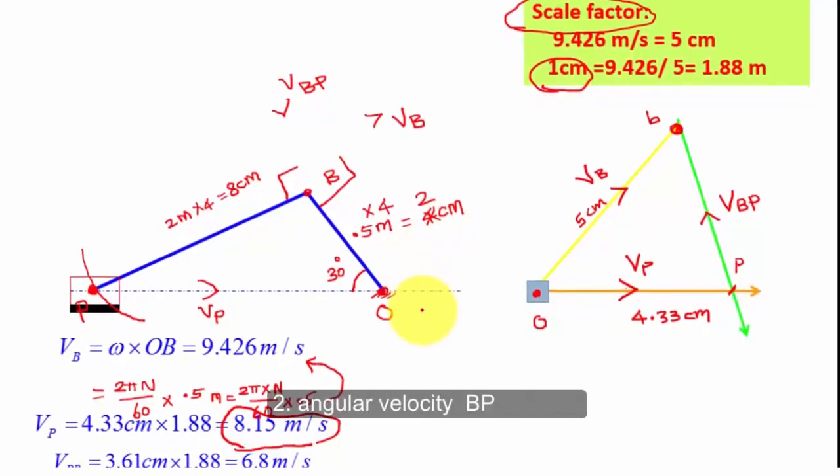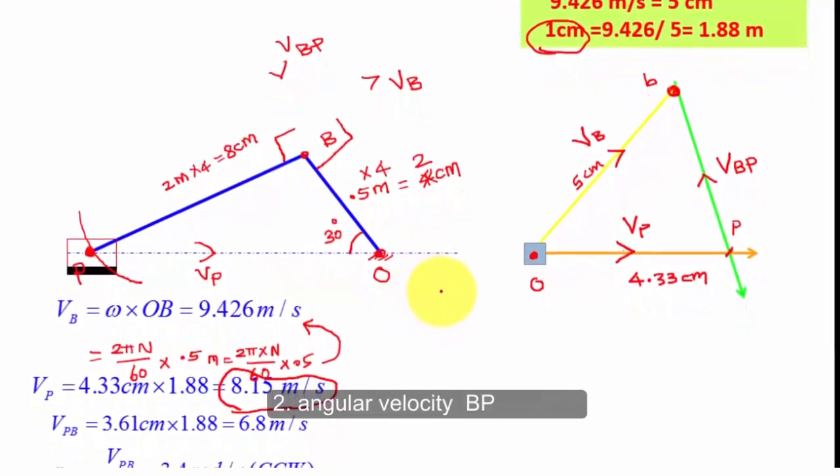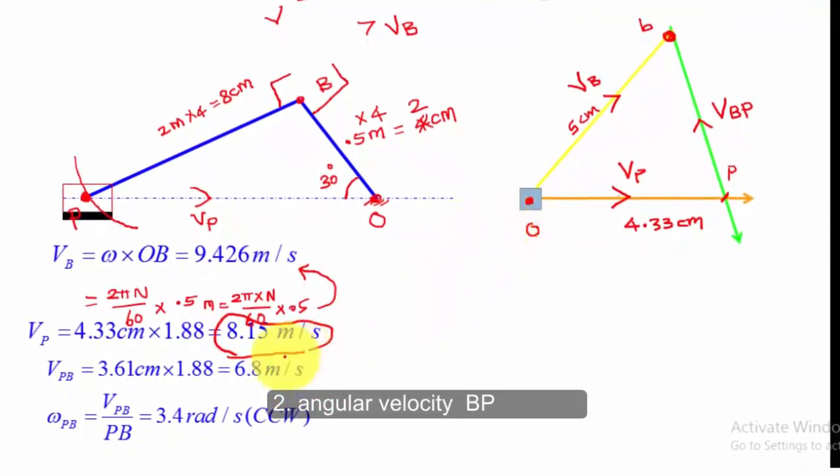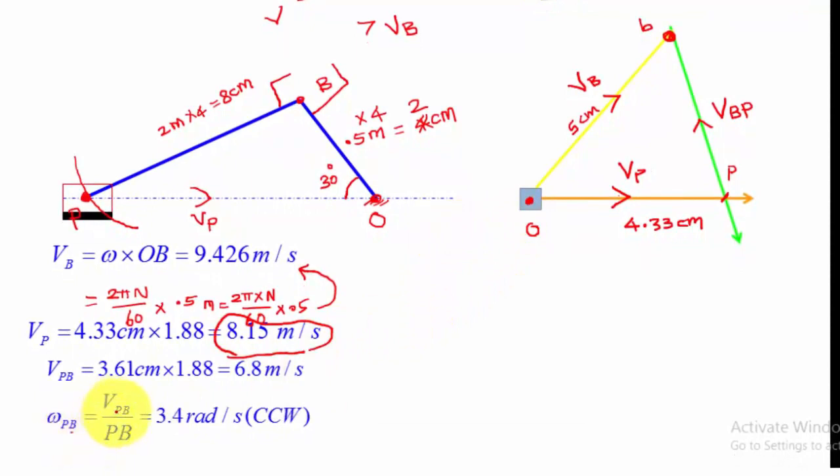Subdivision 2, angular velocity of BB. Omega BB equal to VBB divided by BB. So we need to measure VBB. This value, VBB equal to, when you measure BB, you will get 3.61 centimeter multiplied by scale factor 1.88. You will get 6.8 meter per second.